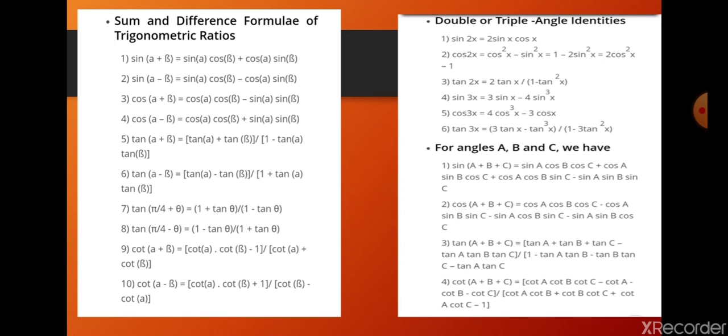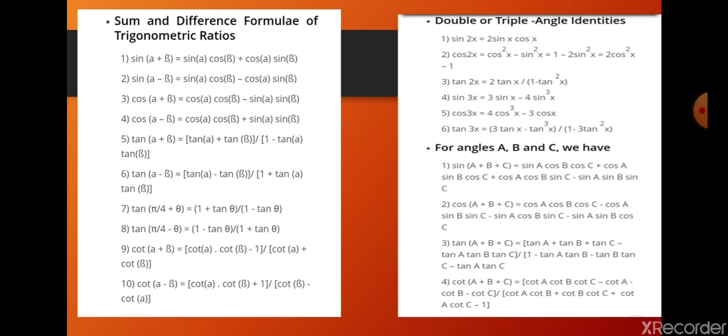Cot of a plus b equals cot a into cot b minus 1 divided by cot a plus cot b. Cot of a minus b equals cot a into cot b plus 1 whole thing divided by cot b minus cot a.